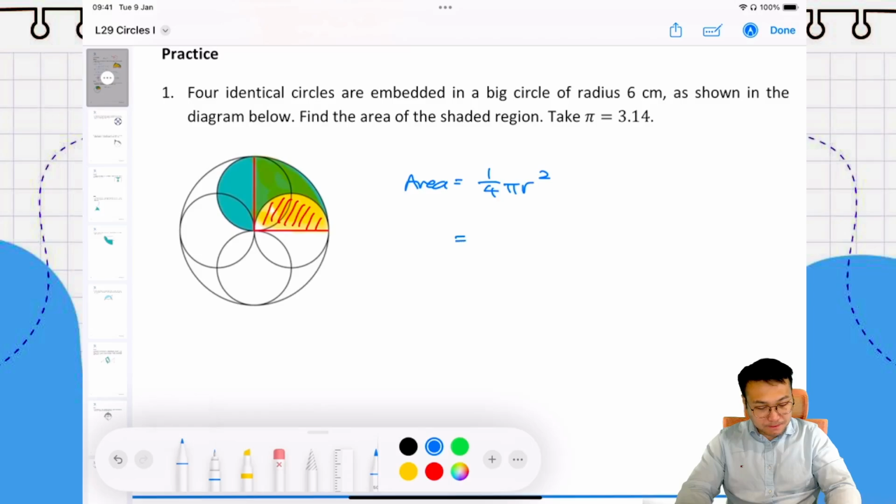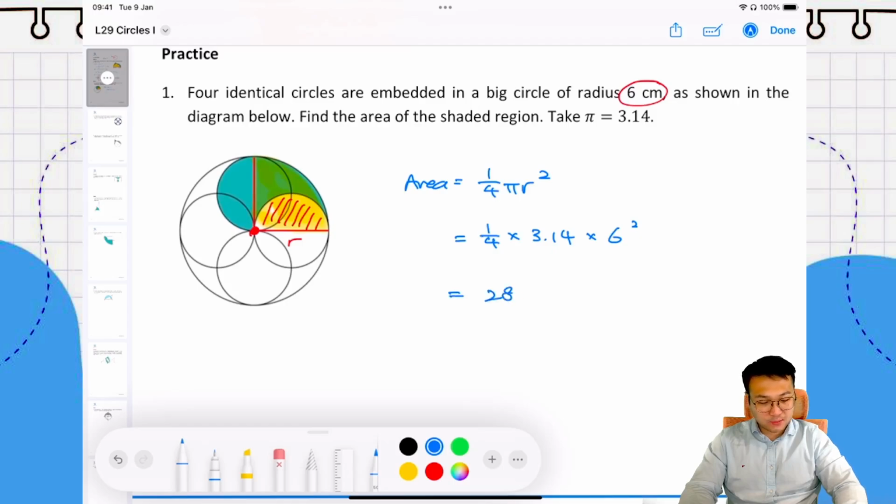So can you please find the answer and type your answer in the chat? Well done, well done. I can see a lot of correct answers. So we take 1/4 times the pi. What is pi? 3.14 in this question. Times the radius. Okay, so what is the radius? The radius is starting from the center of the circle to the circumference of the circle, right? This is the radius. They already told us that the radius is 6 cm. So we're just going to take 6 to the power of 2. And if you type that into your calculator, you get 28.26 cm squared. Very good, students. You got it. Well done. Any questions?